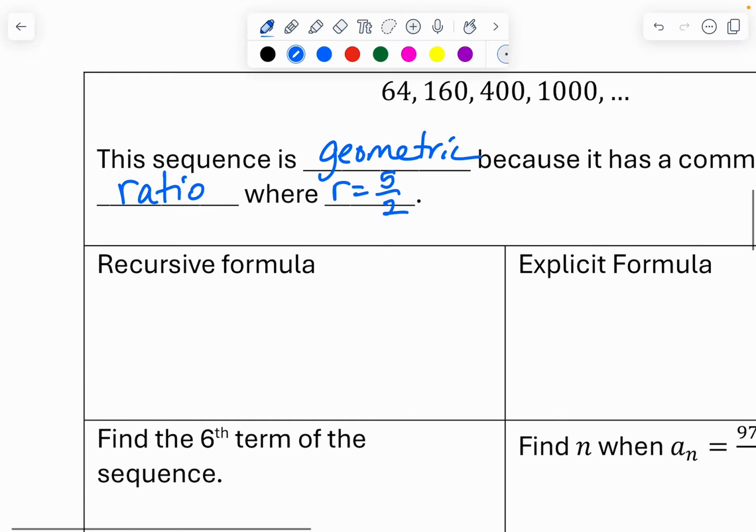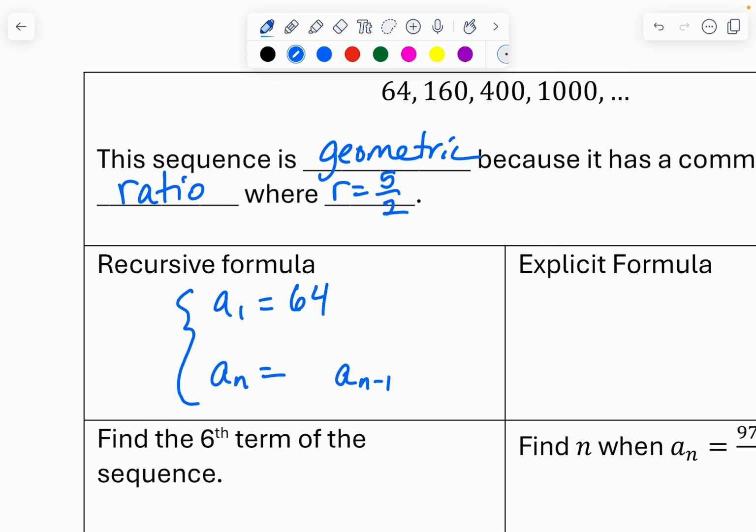So our recursive formula, once again, you have to tell me where to start and what to do. a sub 1 equals 64. That's where we start. And now to find the nth term, we have to go to the previous term, a sub n minus 1. And I like to say I'm not grading your handwriting, but I'm grading your handwriting.